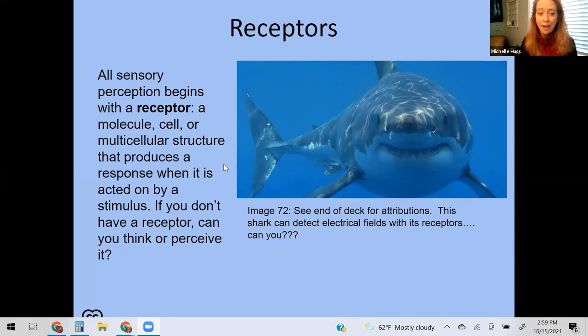If you do not have the receptor, can you perceive? Now, let me give you an example. This is a shark, and this shark can detect electrical fields. It has receptors so that it can detect them. Do you have the ability to detect electrical fields? Now, you see in the visual light spectrum, bees can see in the ultraviolet light spectrum. You cannot.